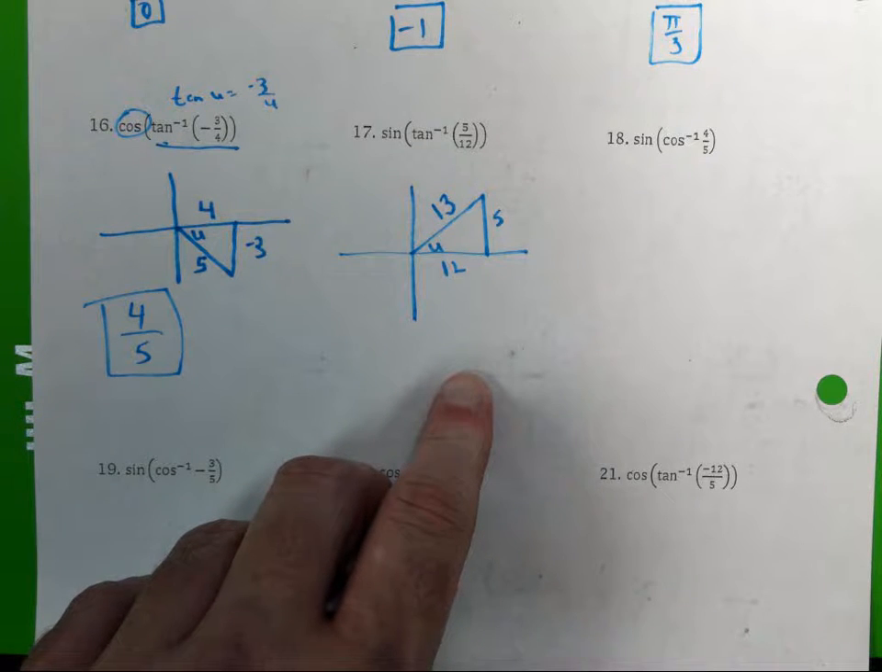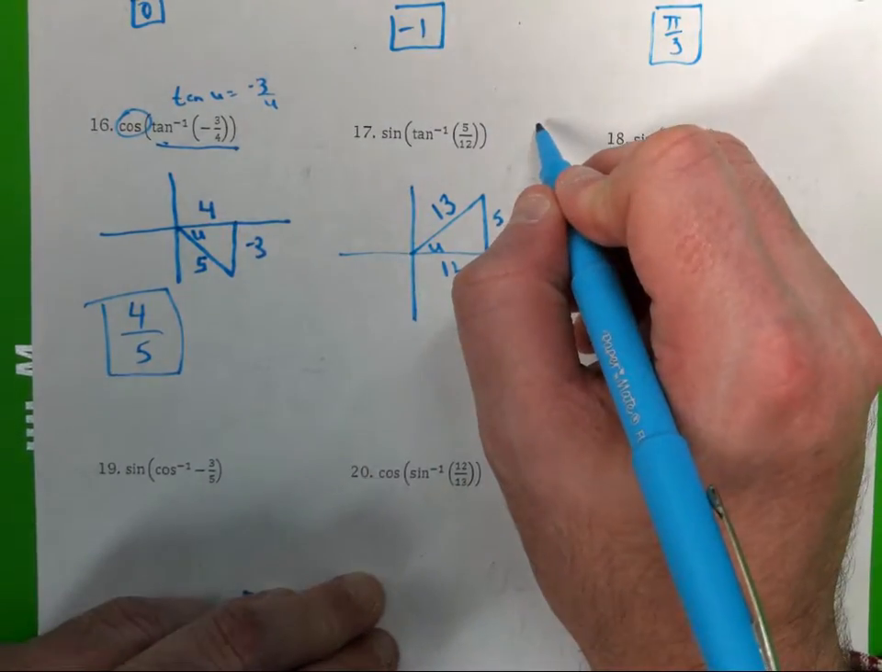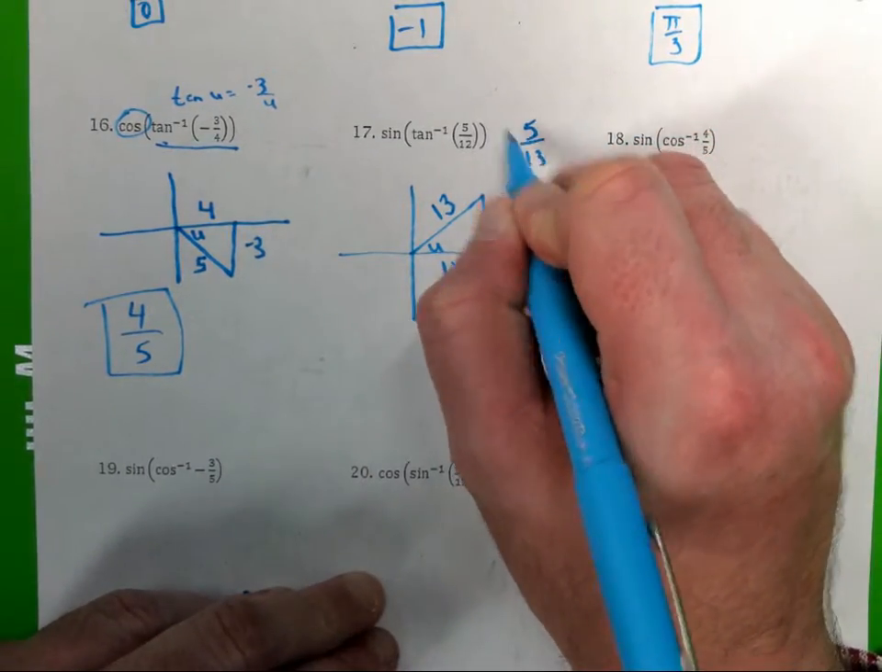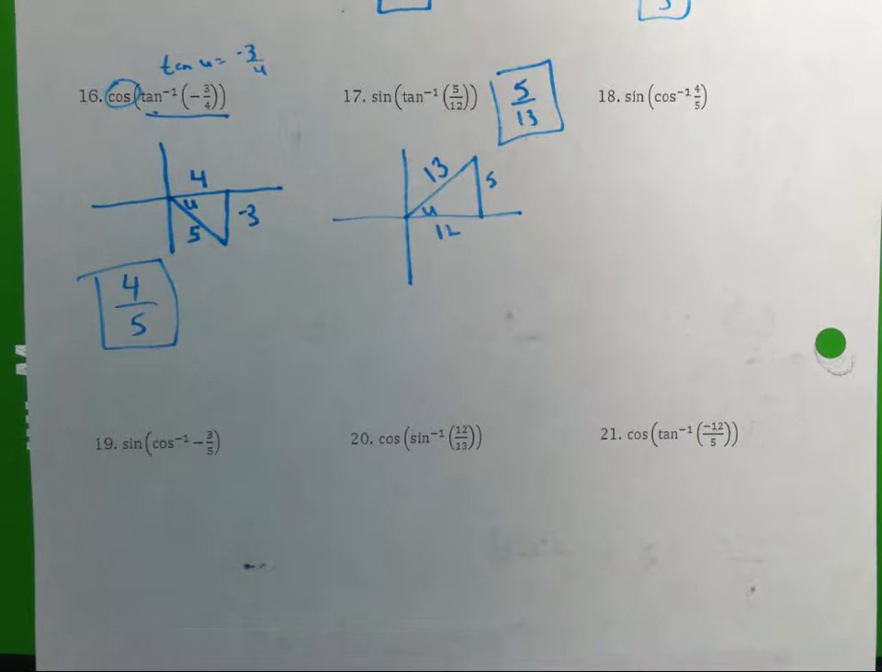Now I want the sine of that. What is the definition of sine? So what's opposite of you? What's your hypotenuse? That's your answer. You can put u or theta, it doesn't matter.